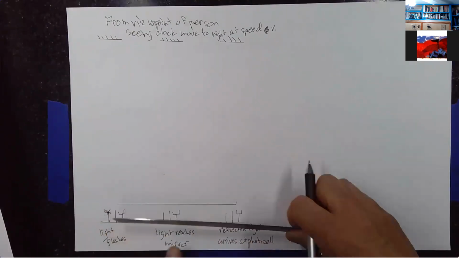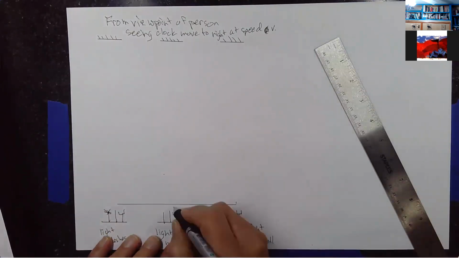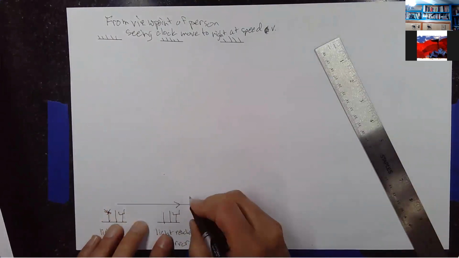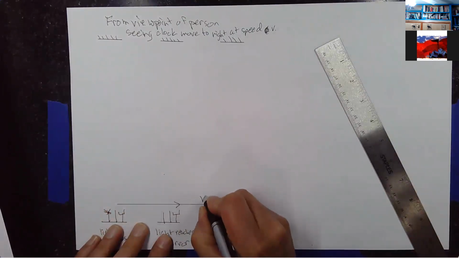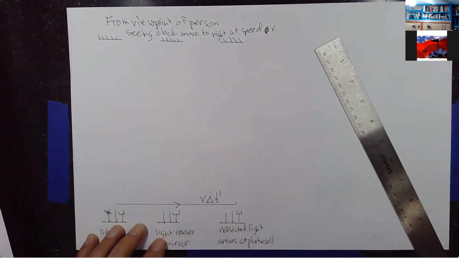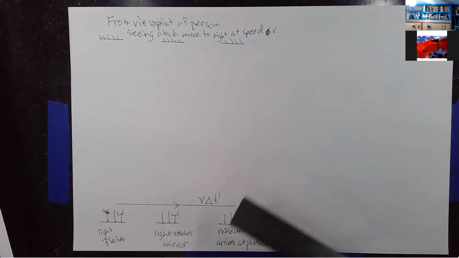And just because I scribbled all over the bottom, I'm not going to be able to do this. But the clock will have moved to the right in this time interval a distance v delta t prime. And delta t prime is going to be the time measured in the reference frame of the person who sees the clock as a moving object.